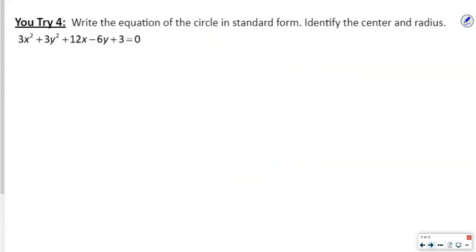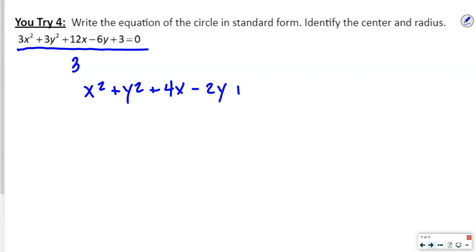All right, here's our last one. What do you notice about this one? Again, there's a number in front of the x squared, isn't there? You guys see that? So if there's a number in front of the x squared, we're going to divide the whole thing by that number, 3. When we do that, we're going to get x squared plus y squared plus 4x minus 2y plus 1 equals 0. So now we're going to do our same process we've been doing.